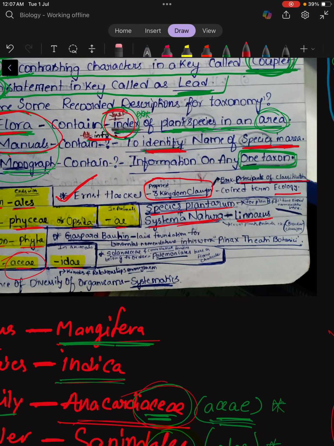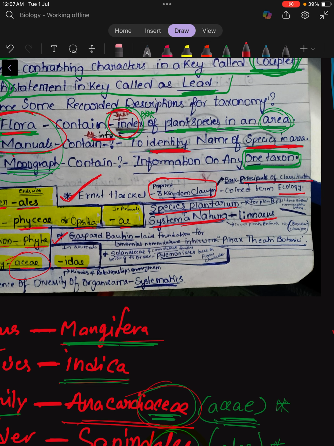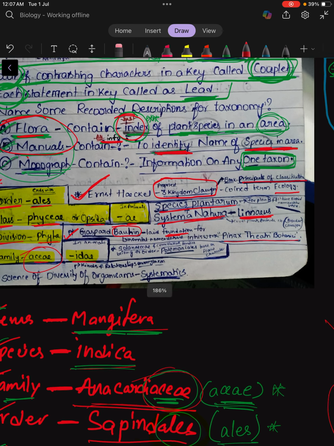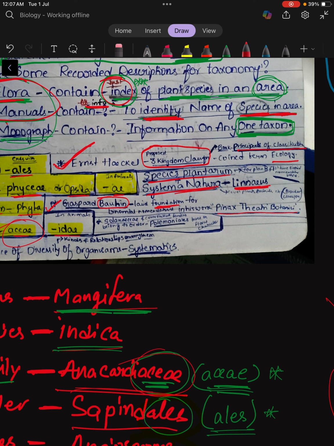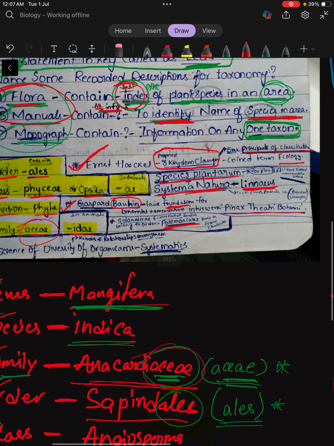Simply they will ask, Systema Naturae was given by: first option Ernst Haeckel, second option Bauhin, third option Linnaeus. So you have to opt for Linnaeus. And this was also very important. Bauhin laid the foundation for binomial nomenclature in his work Pinax Theatri Botanici. Anyways, he laid the foundation, but officially it was given by Linnaeus. And Solanaceae and Convolvulaceae families belong to the order Polemoniales based on floral characters. You should remember this also.